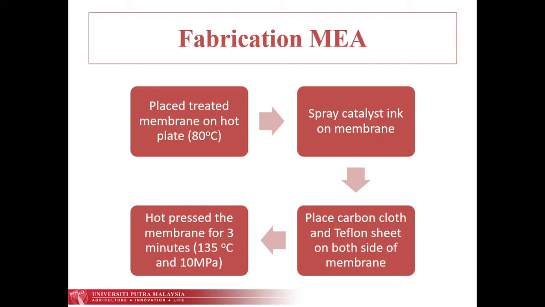Next, after the catalyst ink is dried, carbon cloth is placed on both sides of the catalyst. Teflon sheet is also placed on both sides of the membrane. Teflon sheet is placed to protect the membrane from the heat during the heat press process. So the membrane is then hot pressed for 3 minutes. The temperature is set to 130 to 155 degrees Celsius, and the pressure is set to 10 megapascal.